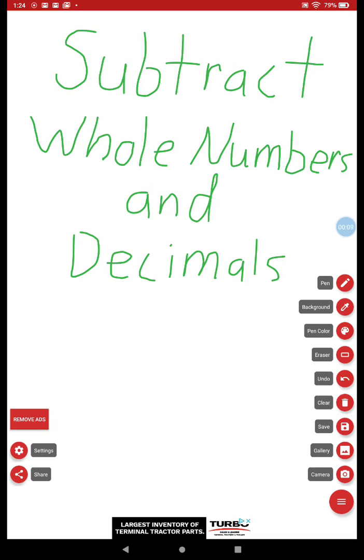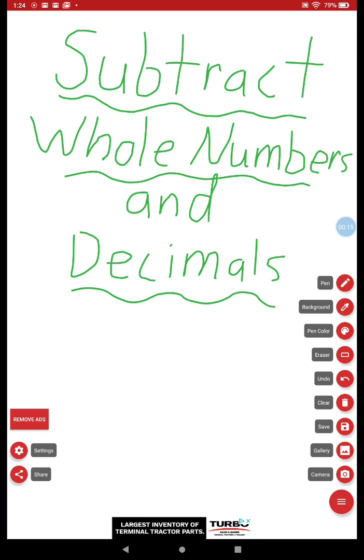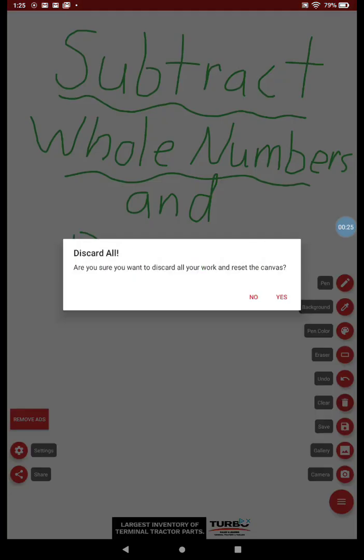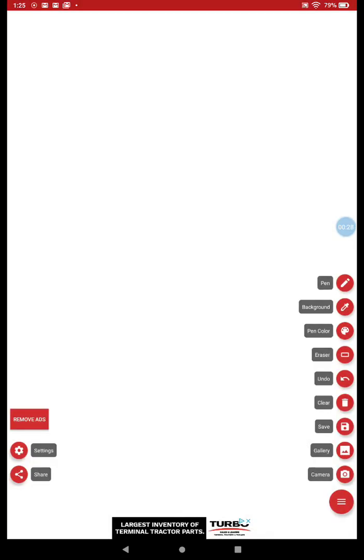Today we're going to be learning how to subtract whole numbers and decimals. Yesterday we worked on how to add whole numbers and decimals. Today we're going to be working with how to subtract them. Okay? Well, last time we started with an example with money, so let's go ahead and try money again.